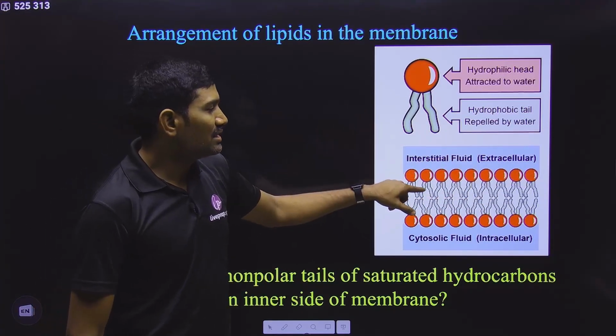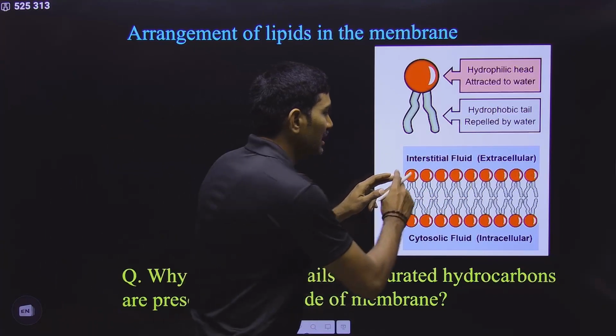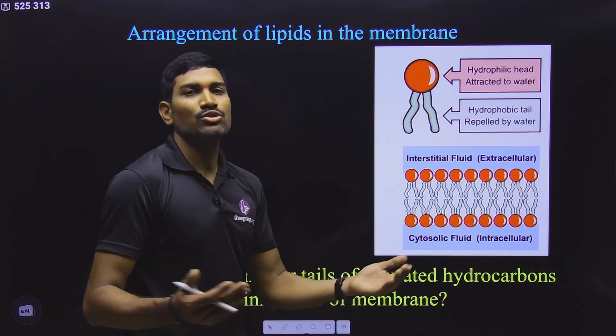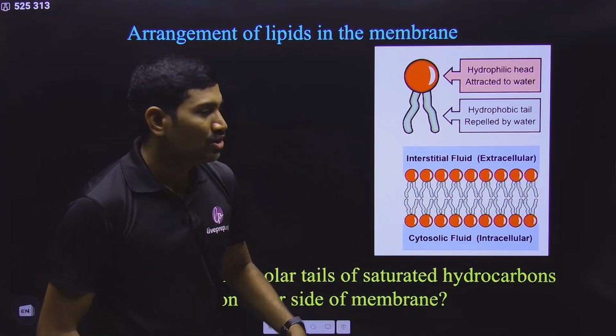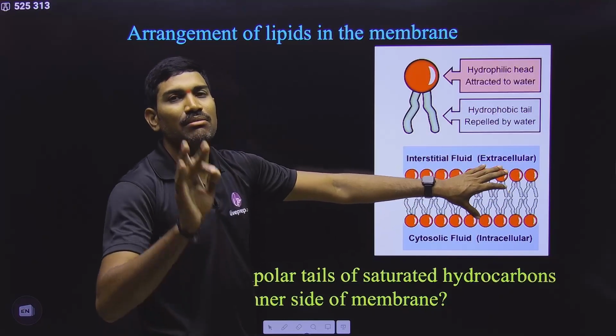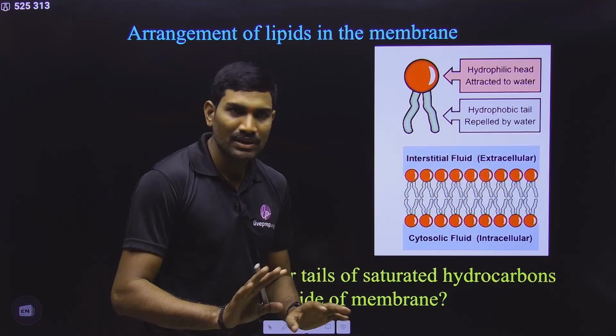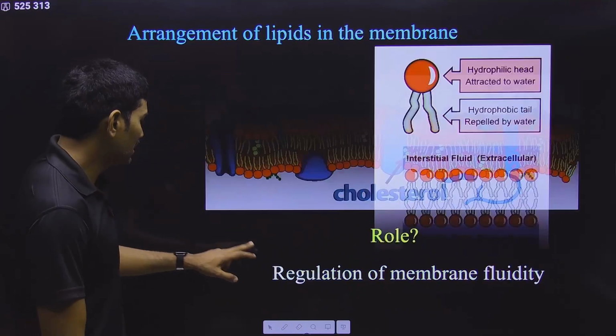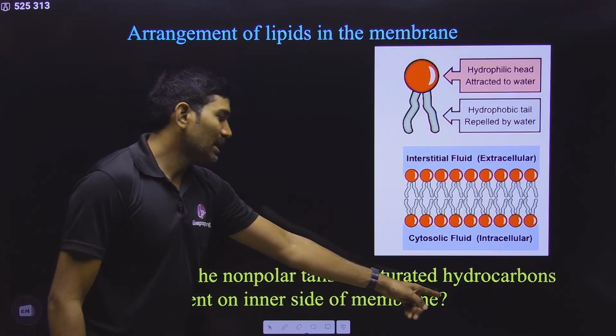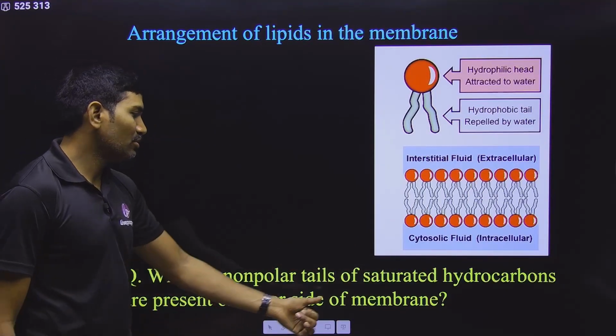Since they are hydrophobic, they are present on the inner side of the membrane, away from the water, so that this structure will give the most stability to the membrane. That's why they are present as a bilayer. Clear? This is another basic piece of information that they are talking about here.